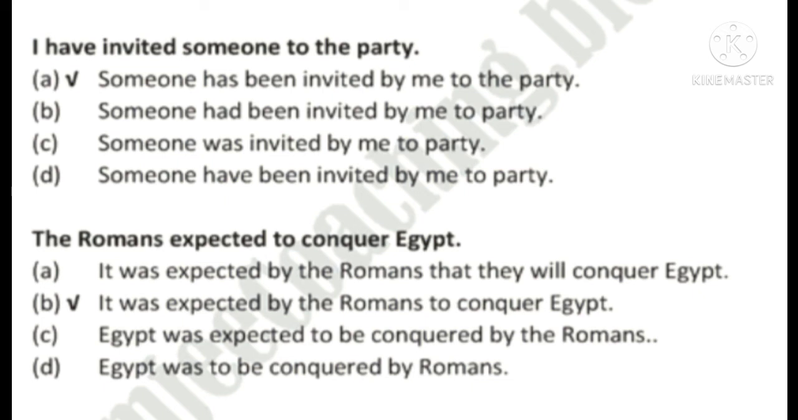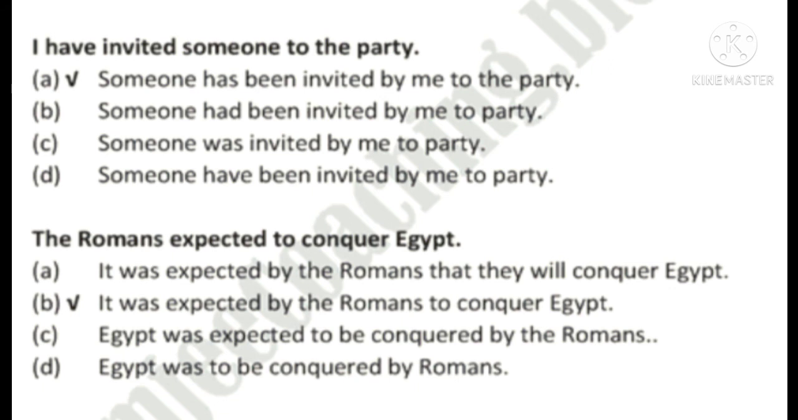So this is how you will identify your answers in the exam. I have invited someone to the party. Have. Come on. What is the word for there? Been. Okay. So someone, now here there are two been options. Someone has been invited by me to the party. Someone had been. Now here the question is have. So the answer will also come in has or have form. If the question is had, then the answer will also be had. Okay. That is what you need to remember. So the first one is the correct answer.